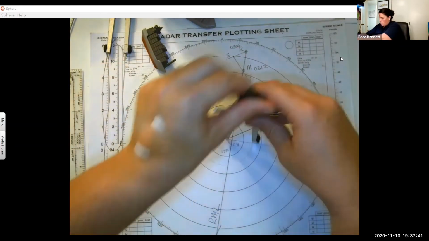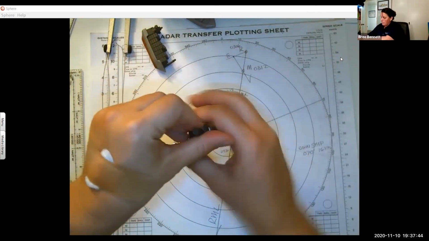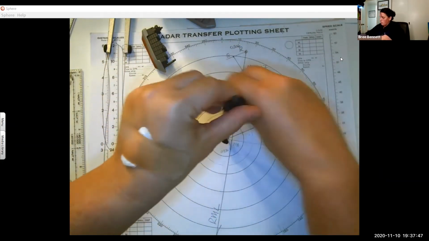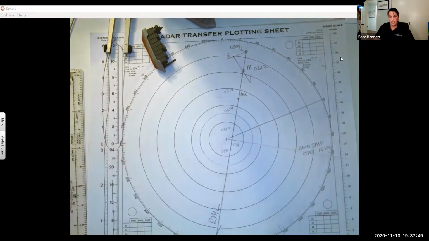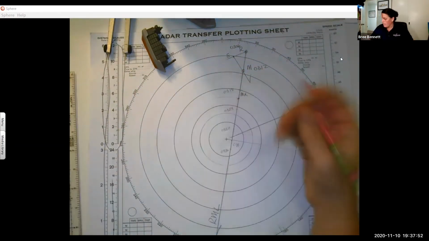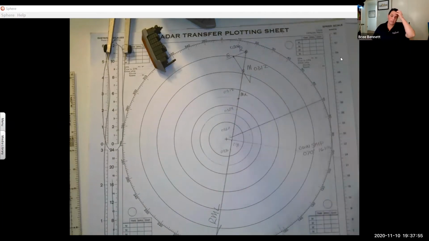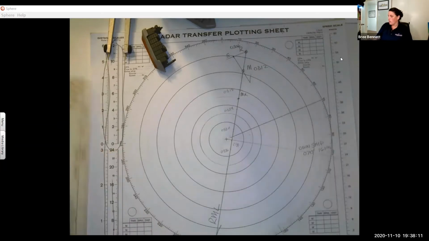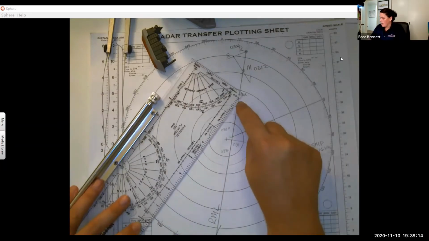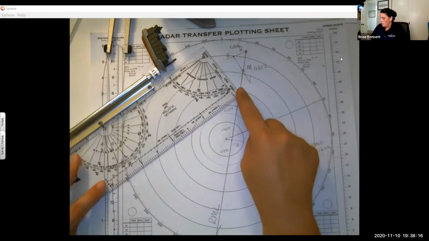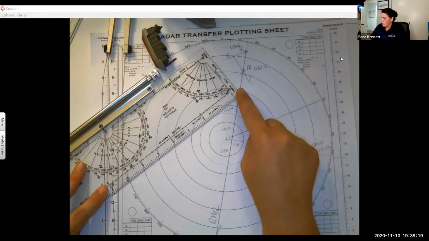So within this 3 miles is my danger zone, right? I don't want them coming within my 3-mile ring. And right now they are definitely coming within my 3-mile ring. So they are telling us that we are going to change course to port. So I want to bend my MX line. I'm changing course to port.